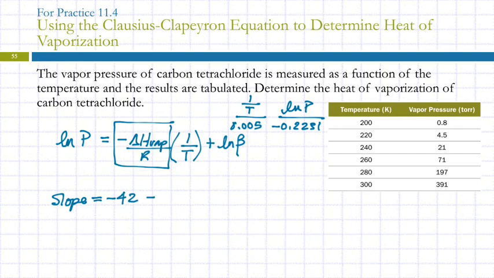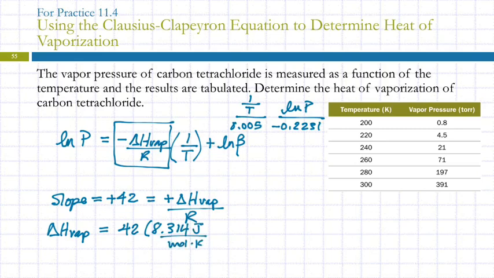Well, the slope is equal to negative delta H over R. So now it's a matter of algebra. I can multiply both sides by -1. Then I'm going to get that delta H is equal to 42 times R, 8.314 joules per mole Kelvin. And you can calculate delta H. So that's not the answer for this problem, but it's how you would solve it.